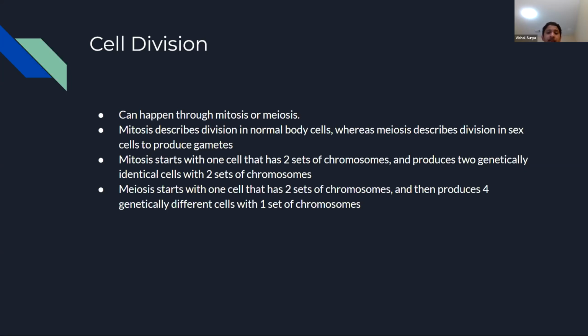They replicate, and it produces two new cells. Each one of those cells is genetically identical to the other, where each has one set from its mother and one set from its father. But meiosis is a bit different. It starts with one cell that has two sets of chromosomes, that's diploid. But then it produces four genetically different cells with one set of chromosomes each, or haploid. We call cells with one set of chromosomes haploid, and cells with two sets of chromosomes diploid.